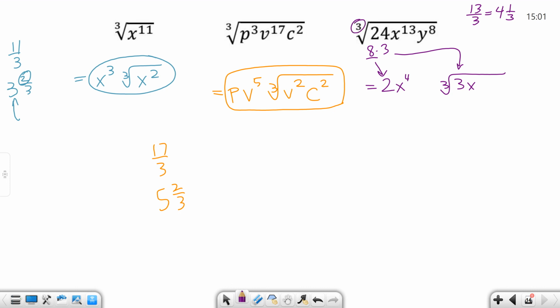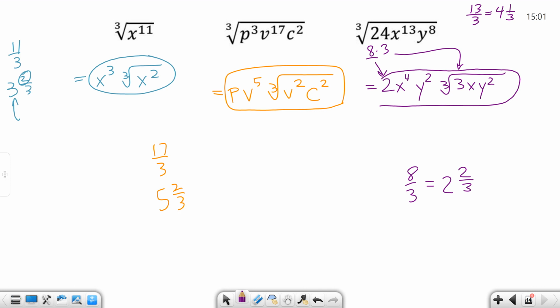And then y to the 8th. How many times will 3 go into 8? Well, if we think about 8/3, then we get what? 2 2/3. So this 2 is this one, right? It's going to be y squared. And then this 2 is this one. That's also going to be y squared, but that y squared is under the radical. It's still inside the radical there. So 2x to the 4th, y squared times the cube root of 3xy squared. So that's a perfectly legitimate answer there, right? And it's not too much space in there. There's a little bit of space, but there's not too much for me to confuse myself too much, I hope. So I hope this helps with simplifying radicals, right, and roots.